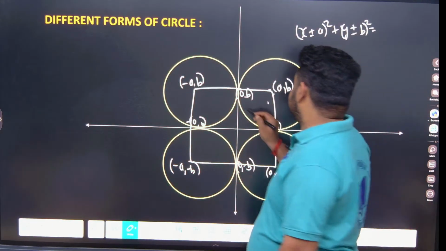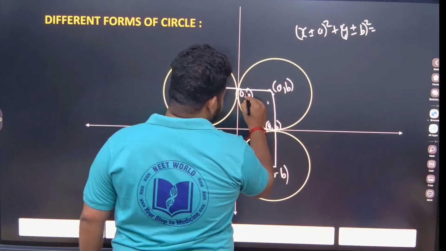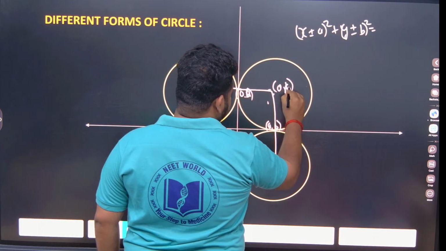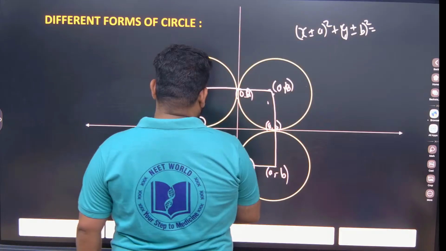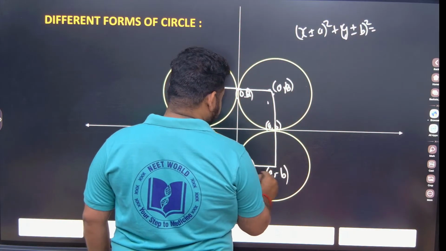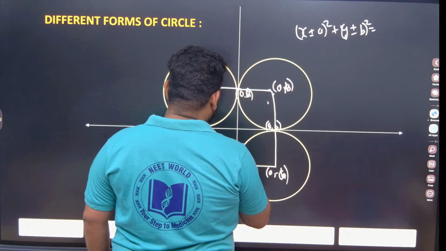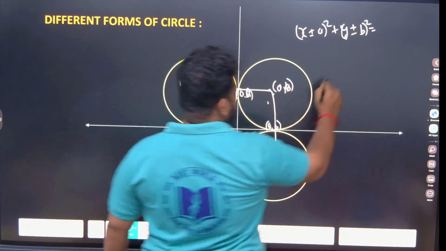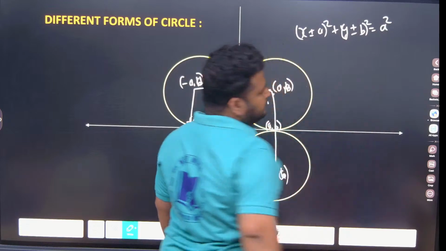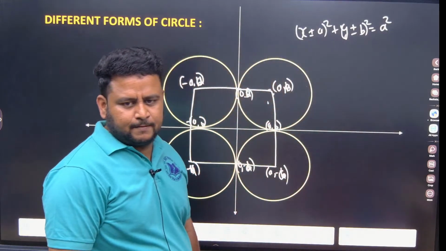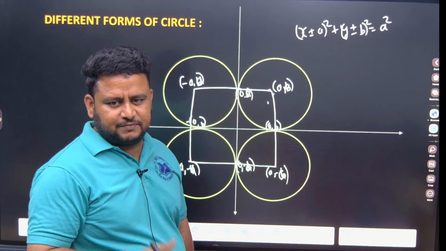Let me take this value to be the same: a, a, minus a, minus a, and let this be minus a. If you take everything as a, this will become equal to a squared. The radius will remain the same, so this will become equal to a squared.